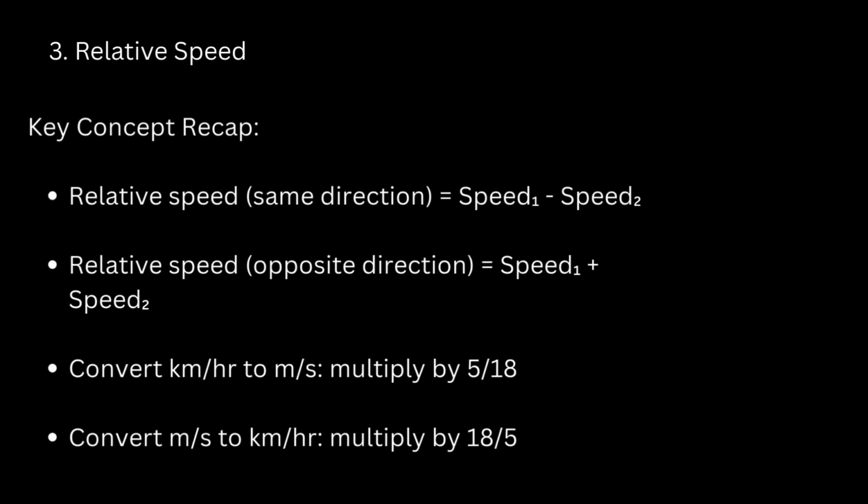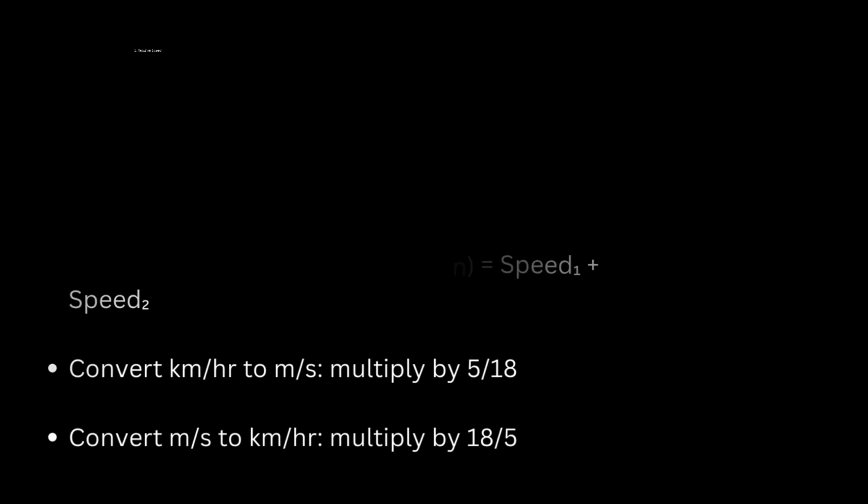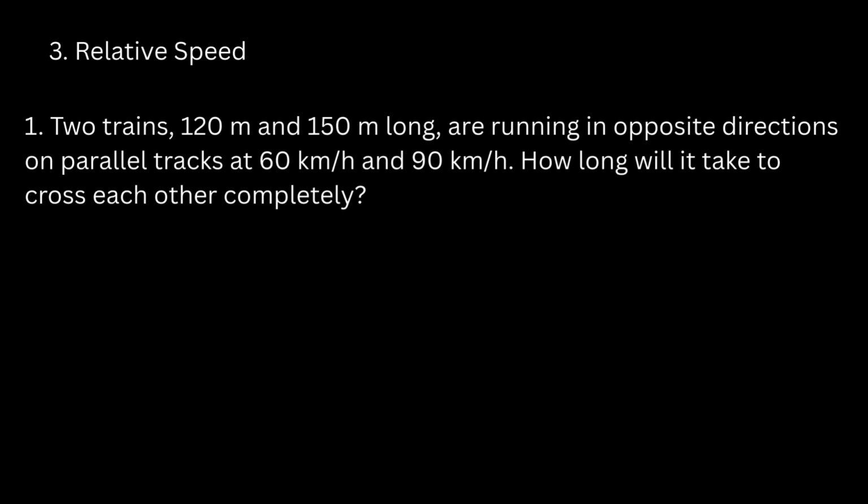For opposite direction we have to add the speeds. So we have to know a few more concepts for this. Kilometer per hour to meter per second, we multiply by 5 by 18. If it is meter per second to kilometer per hour, we have to multiply by 18 by 5. So let's quickly do the sums.